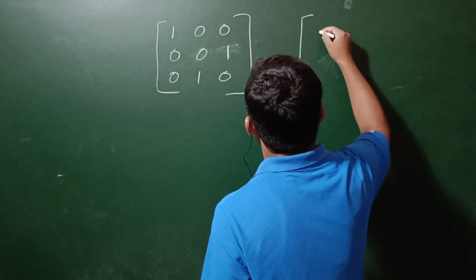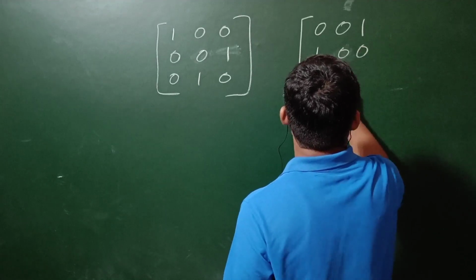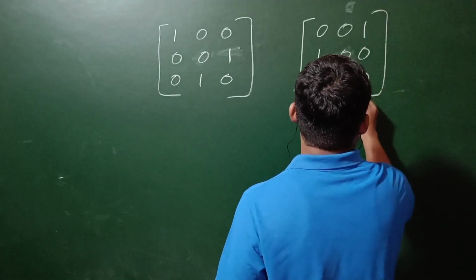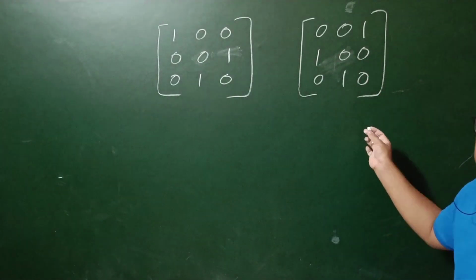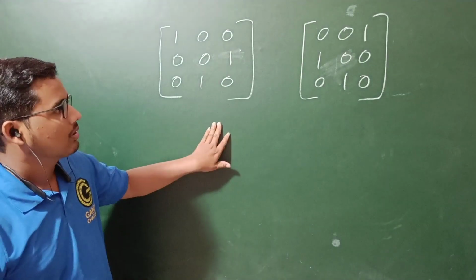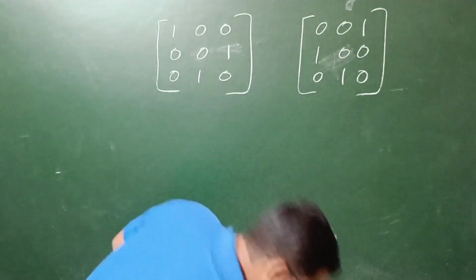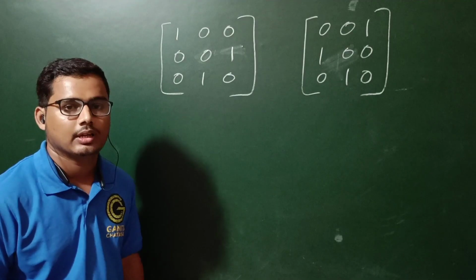Also you can write this, this is also called a permutation matrix. Also the unit matrix will be called a permutation matrix. Okay.